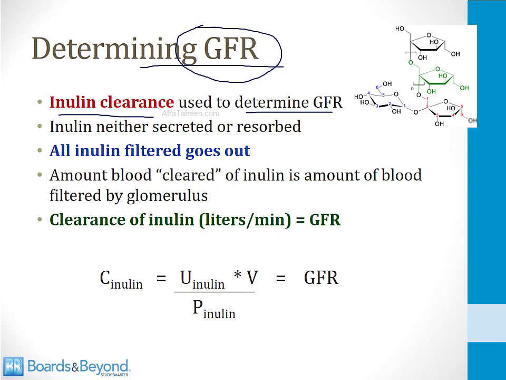Inulin is not naturally occurring and not naturally found in the body. It's a saccharide substance with the chemical structure shown on the screen, and you can administer it to a patient and determine the clearance of inulin to experimentally measure the GFR. The reason inulin clearance can be used to measure GFR is because inulin is neither secreted nor resorbed by the nephron, so any inulin that is filtered at the glomerulus goes out.